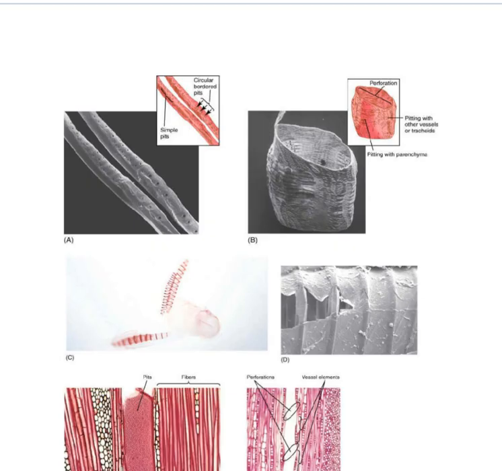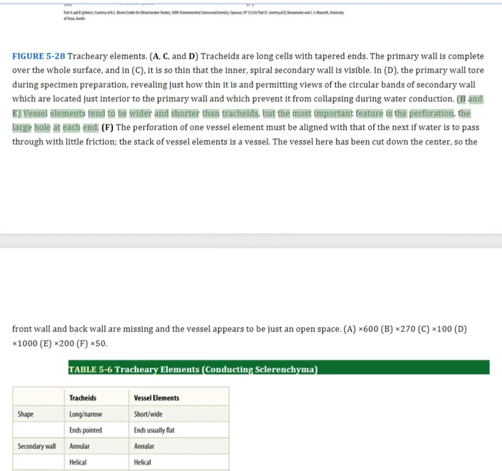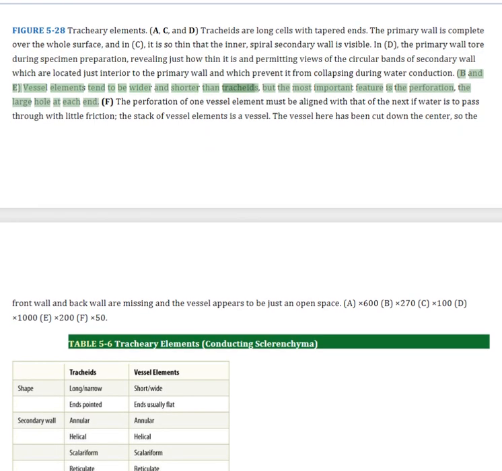Figure 5.28: tracheary elements. Tracheids are long cells with tapered ends. The primary wall is complete over the whole surface, and it is so thin that the inner, spiral secondary wall is visible. The primary wall tore during specimen preparation, revealing just how thin it is and permitting views of the circular bands of secondary wall, which are located just interior to the primary wall and which prevent it from collapsing during water conduction. Vessel elements tend to be wider and shorter than tracheids, but the most important feature is the perforation, the large hole at each end.